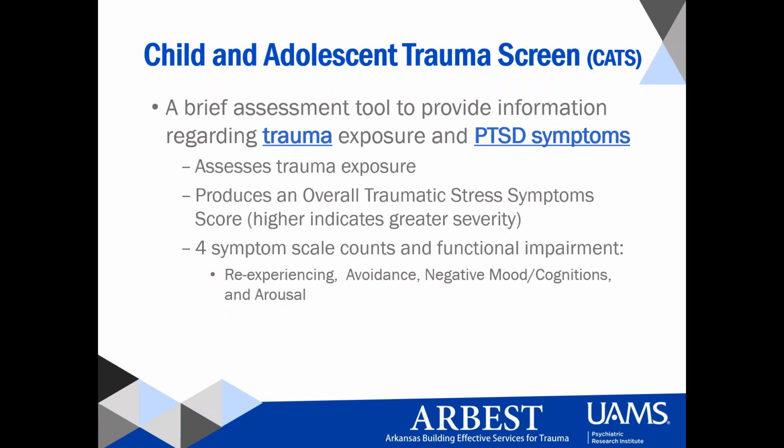So the CATS has a traumatic event screener, so it assesses for trauma exposure. I'll show you pictures in a second. And then it has current symptomology within the 4 clusters of PTSD symptoms: re-experiencing, avoidance, negative moods and cognitions, and arousal. So it asks questions for the DSM PTSD diagnosis within those domains, and then it produces an overall traumatic stress score.